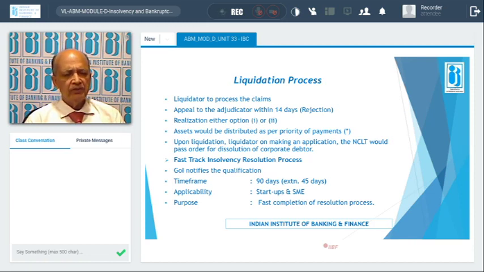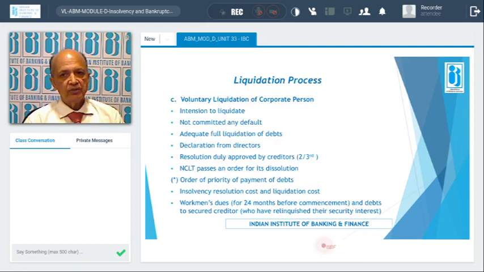Applicability: normally it is applicable for startups and SMEs. So for us, it's a fast track method. Purpose: fast completion of the resolution. That is why we consider fast track insolvency proceedings.